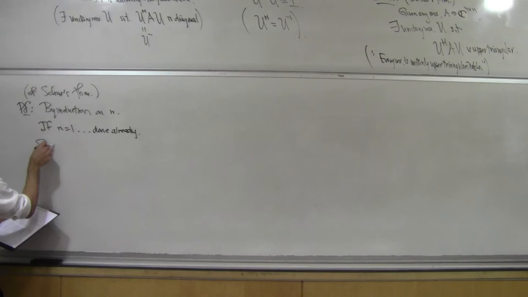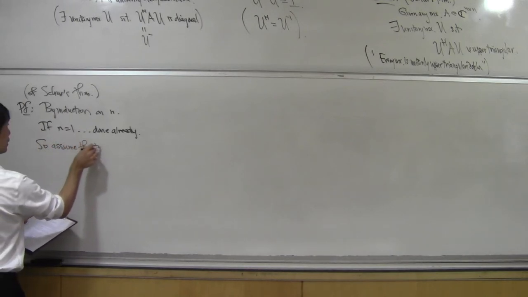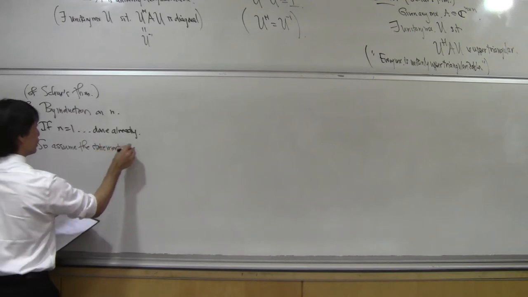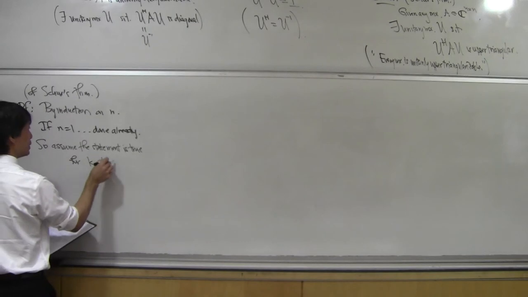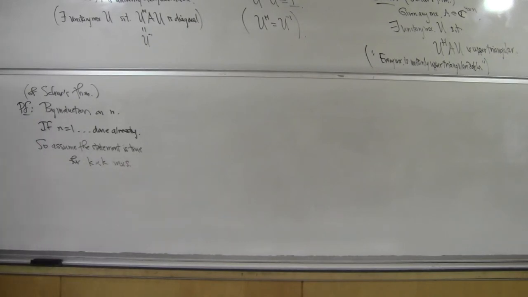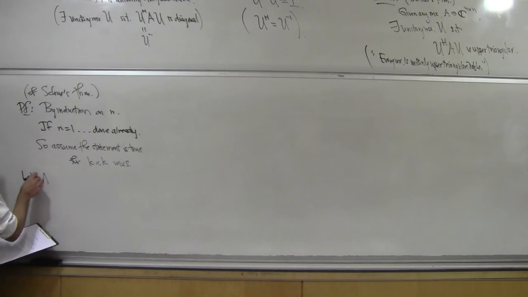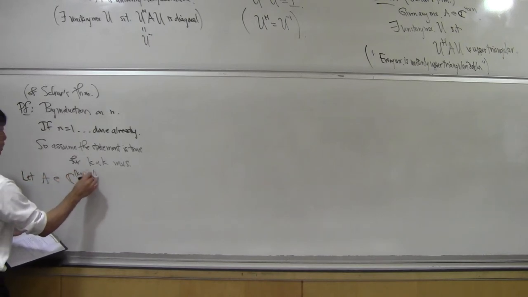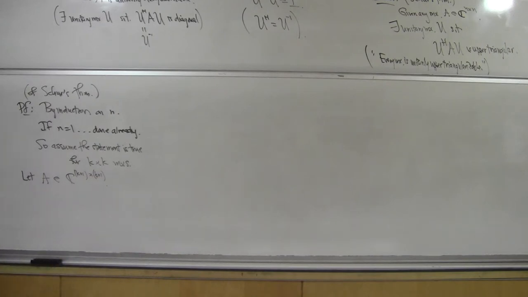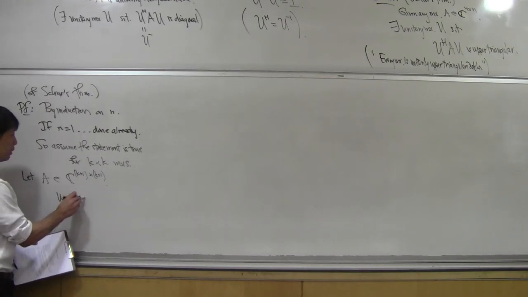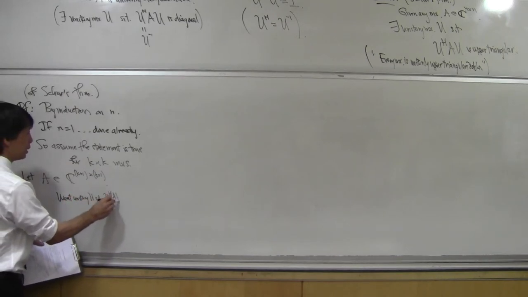So assume the statement is true for k by k matrices, and let's try to prove it for k plus 1 by k plus 1 matrices. So let A be a k plus 1 by k plus 1 matrix. Remember what we're trying to do. We're trying to find a unitary matrix such that when we conjugate this guy by it, we get something upper triangular. That's our goal. We want a unitary U such that U^H A U is upper triangular.